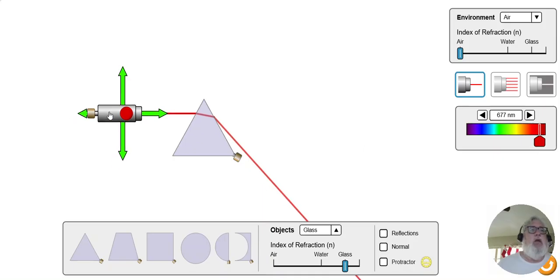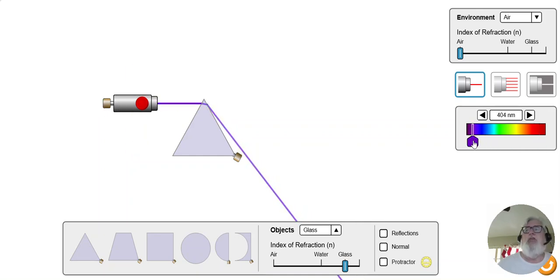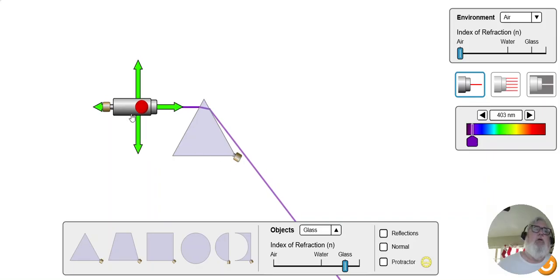Notice here that we can refract that light out. Now, what happens if I change this to a higher wavelength? Is it possible to change this to a higher wavelength so that we undergo something called total internal reflection? Okay, we get total internal reflection here.